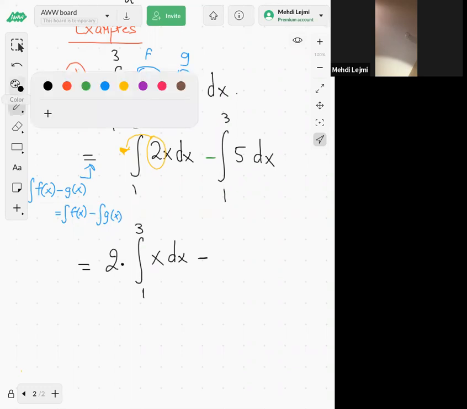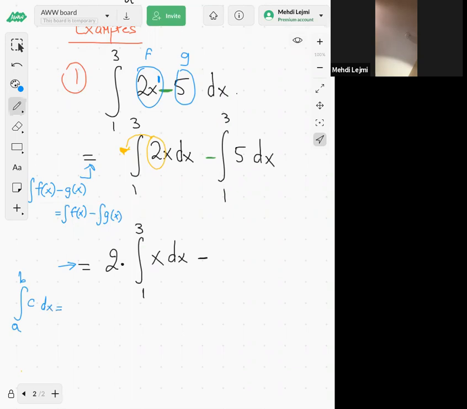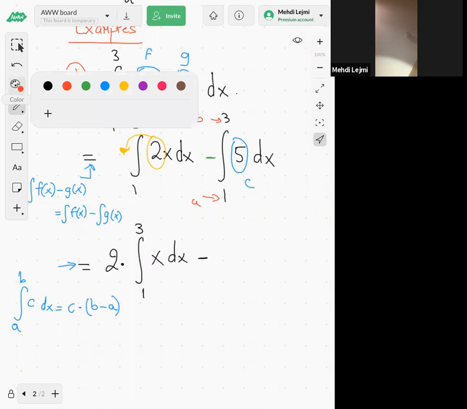Remember, guys, we had this property: the integral of a constant c from a to b. That would be the area of the rectangle with width b minus a and height c. So it is equal to c times b minus a. Here 5 is my c, and here's my a, and this is my b. So this integral would be 5 times 3 minus 5 times 1, that is, 5 times (3 minus 1).